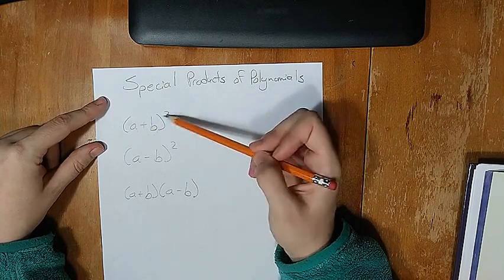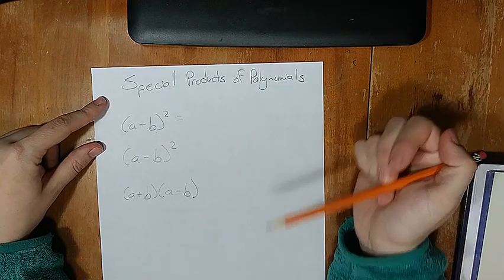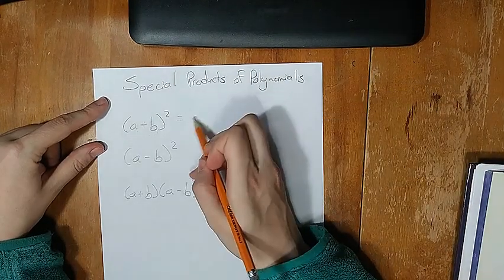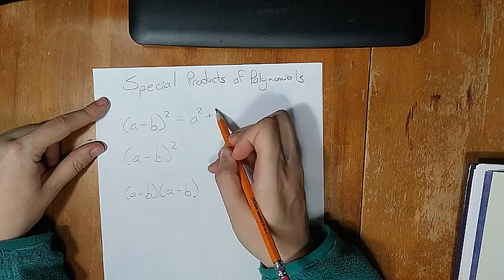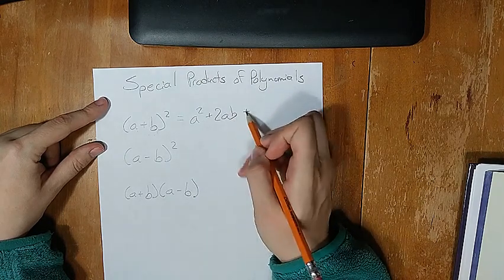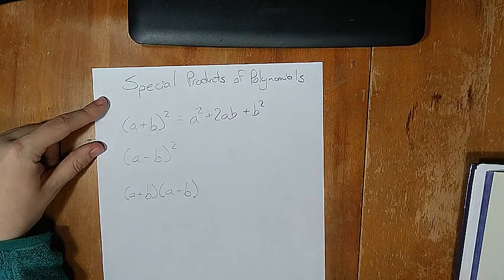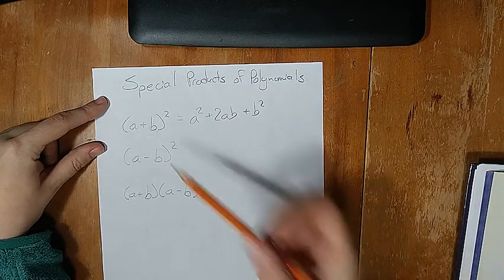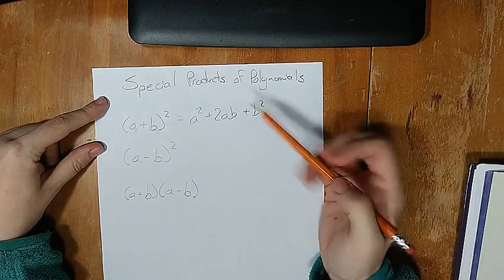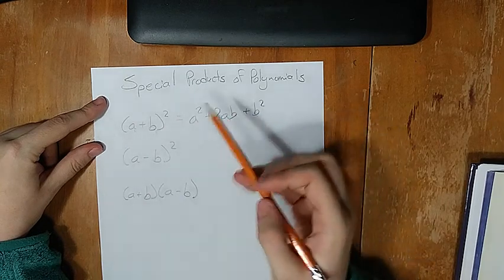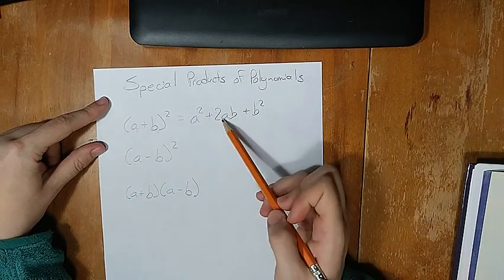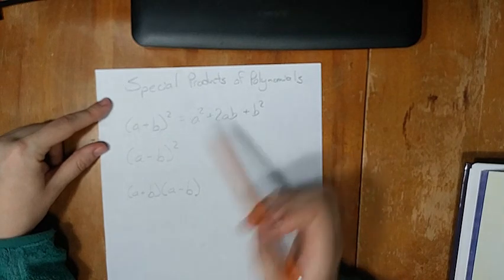If we have a plus b squared, then the product will be a squared plus 2ab plus b squared. Every time that will happen. So you can take whatever the first one is and square it, whatever the last one is and square it, and then multiply a and b by 2, and that comes up with your middle term.